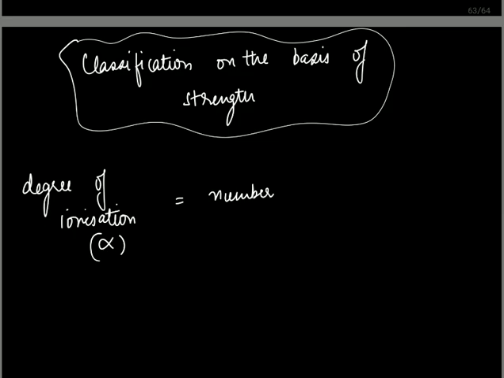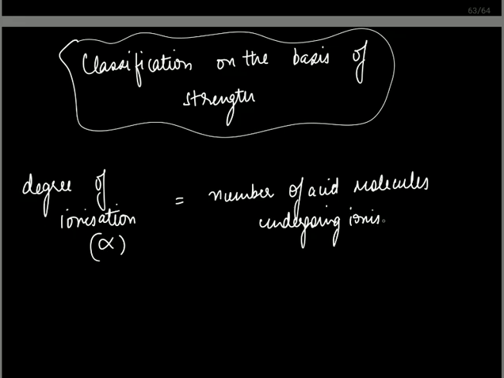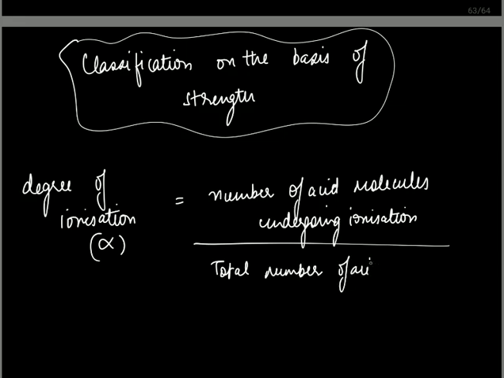The formula will be very much useful when we are going to discuss equilibrium, the numericals over there. So alpha is the number of acid molecules undergoing ionization divided by total number of acid molecules, into 100, because it's always in percentage.